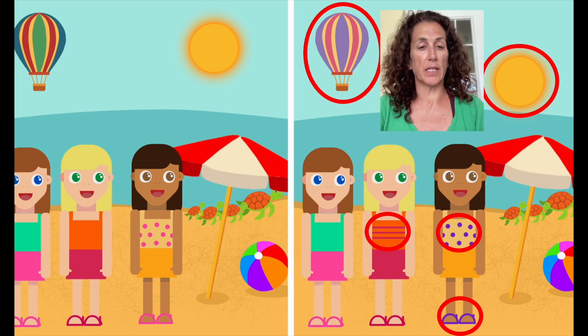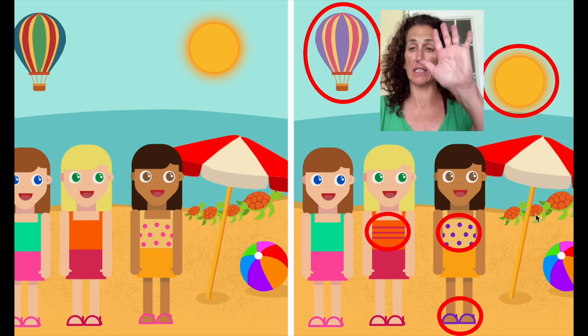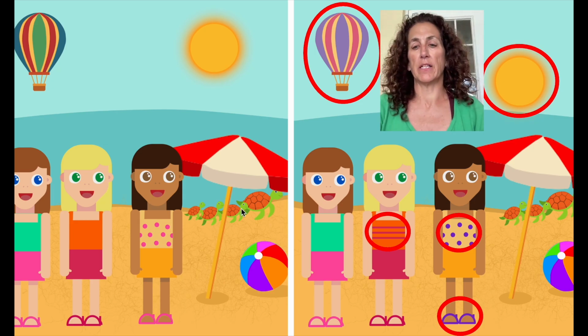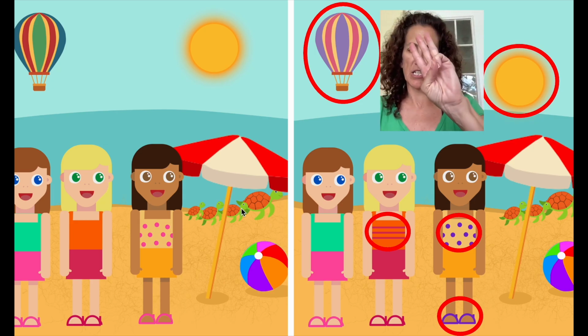In the picture on the left, there are 1, 2, 3, 4 sea turtles. In the picture on the right, there are 1, 2, 3 sea turtles. So there are fewer sea turtles. There are not as many sea turtles in the picture on the right, because the picture on the left has 4 and the picture on the right only has 3.